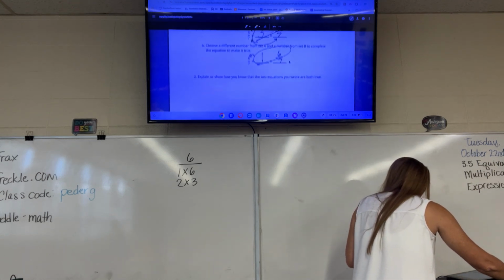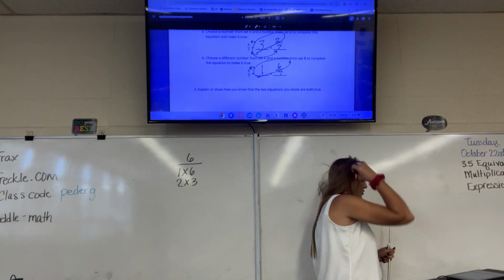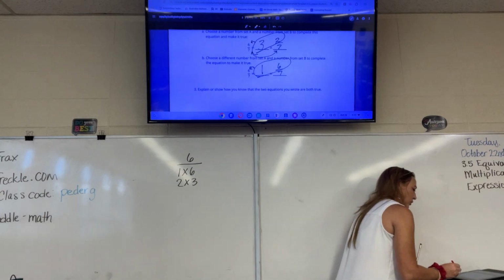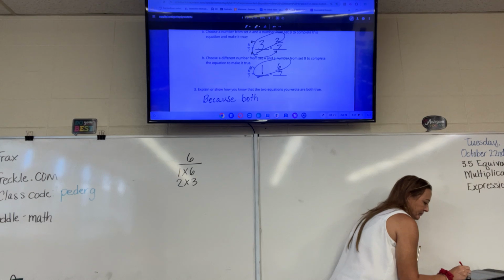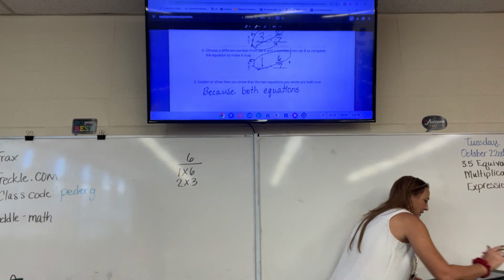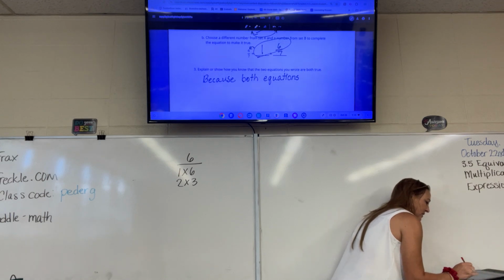Explain or show how you know the 2 equations you wrote are both true. Because both equations equal 6/7.